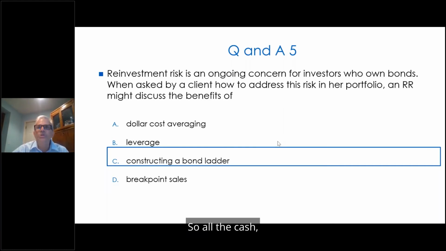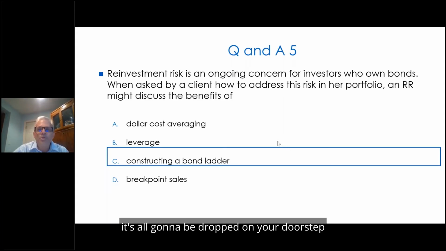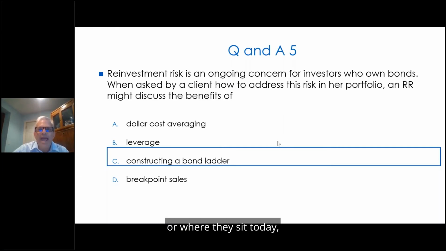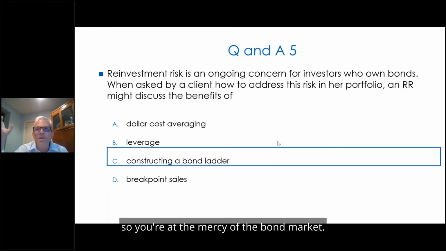So all the cash you've got to worry about reinvesting is going to be dropped on your doorstep at the exact same time, 5 years out, which means whatever interest rates have done or where they sit 5 years later, you've got to take all that capital and reinvest it. You can only reinvest at the time all that debt comes due. So you're at the mercy of the bond market vis-a-vis all the assets you've held.